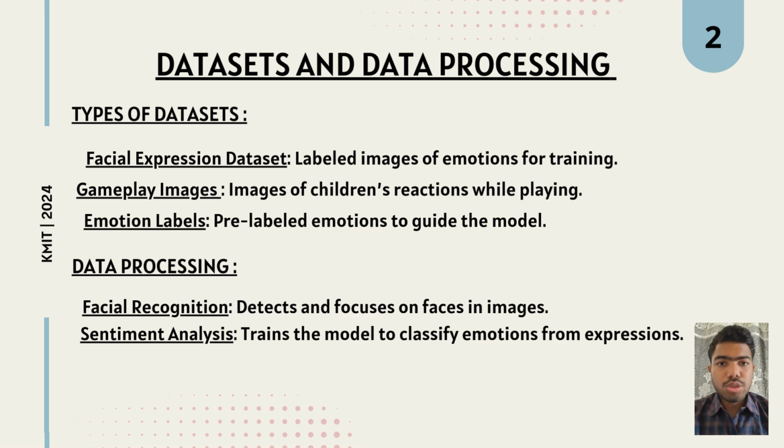Datasets and data processing. Types of datasets. We use three main datasets: a facial expression dataset with labeled images that show different emotions for training the AI, gameplay images that capture children's reactions while they play, and lastly, emotion labels that provide preset examples to help guide the model. Data processing involves two steps. Facial recognition detects and focuses on faces within the images. Then, sentiment analysis trains the model to identify emotions based on their expressions.